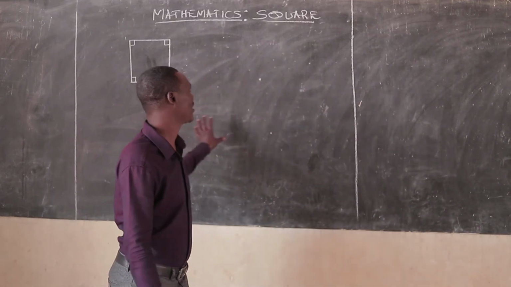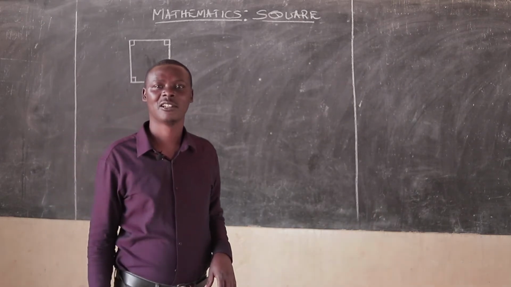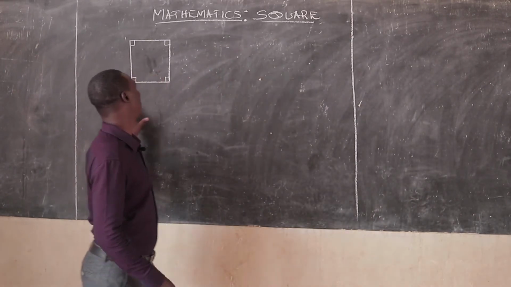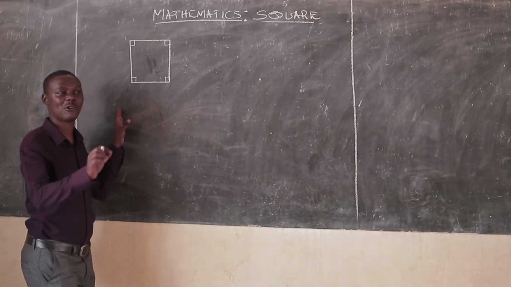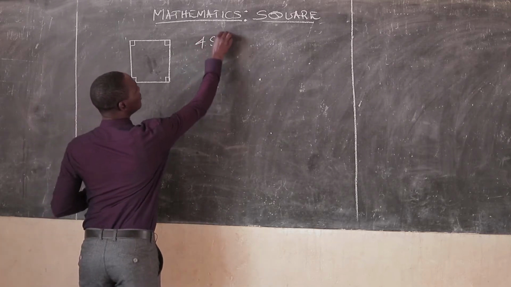As you can see on the chalkboard, we are going to share a lesson of mathematics. Specifically, we are talking about a square. As you know, a square is a four-sided figure.